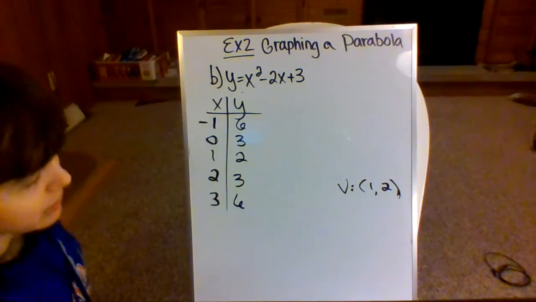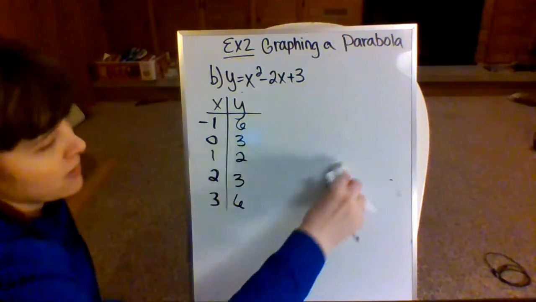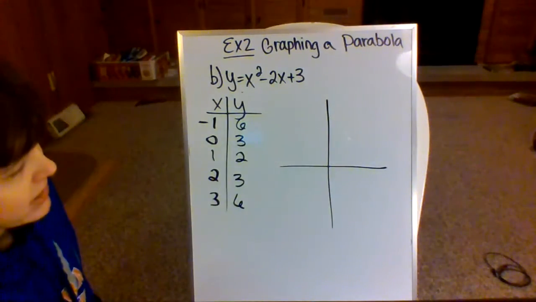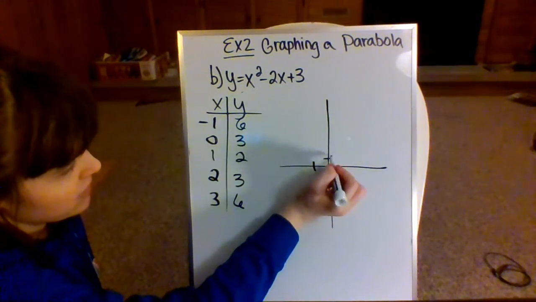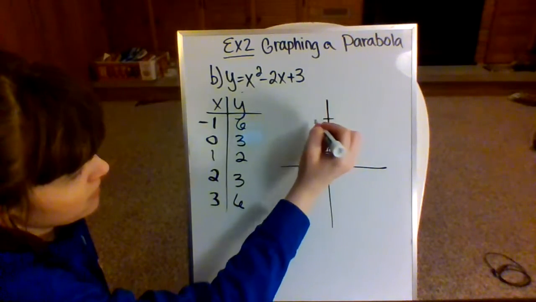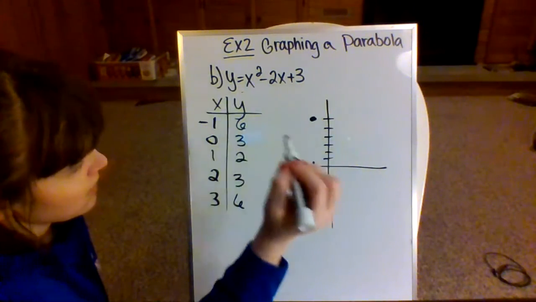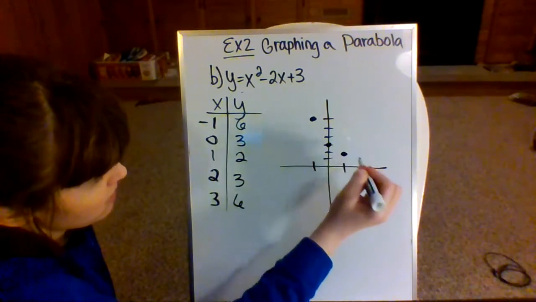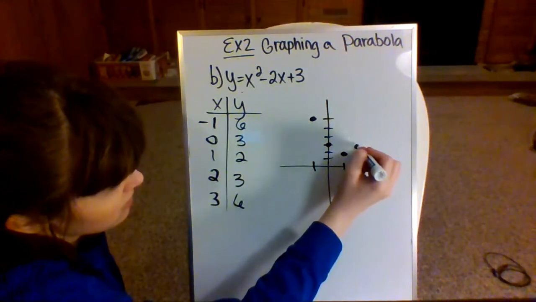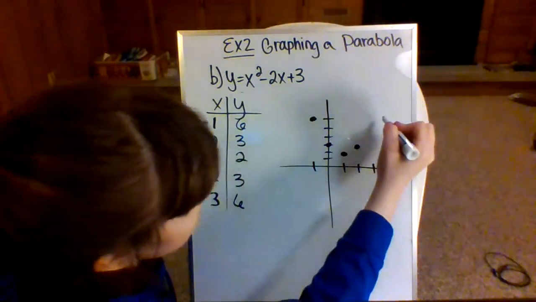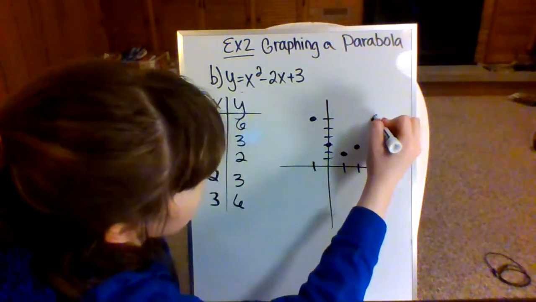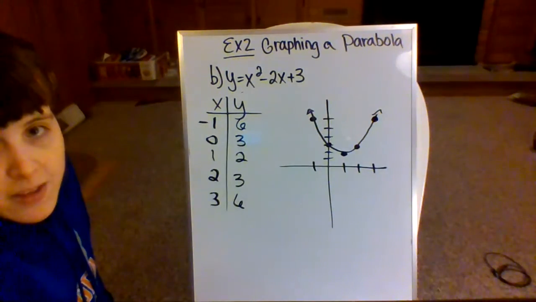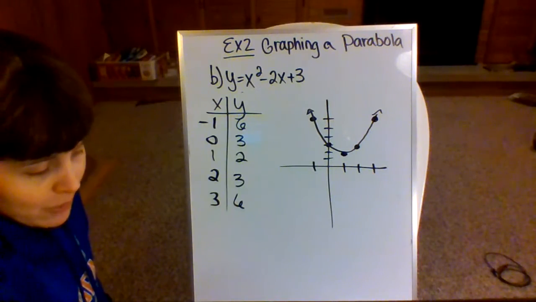Okay, so then we're going to plot the points. Alright, so negative 1, 6, 0, 3, 1, 2, 2, 3, and 3, 6. So like that. Okay, so that is how you graph a parabola.